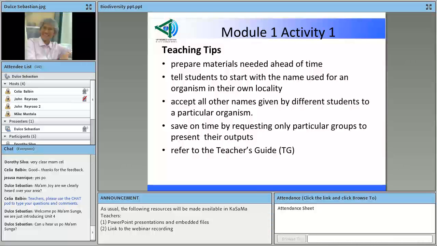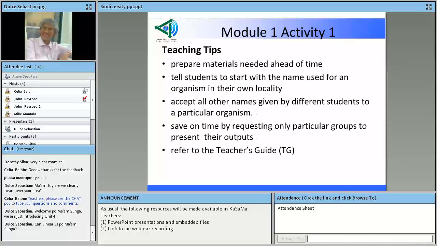Now we can save time in doing the activity by requesting only particular groups to present their outputs. And this is what we would like to encourage our teachers in the field: always refer to the teacher's guide for the different activities or the discussions that are indicated in the learner's material, because this is our sure guide, so that the activities will be better implemented.